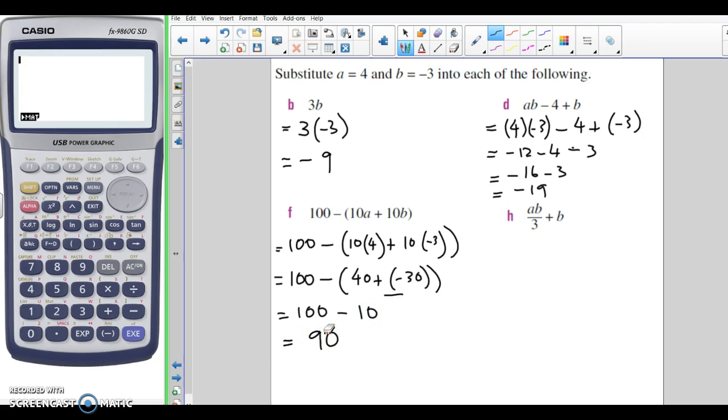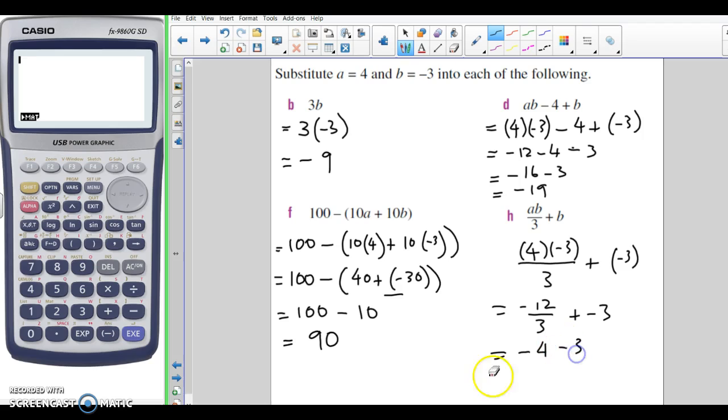Alright. Okay, let's have a look at this one for H. So instead of A, we're going to have 4 times -3 over 3 plus -3. So we'll evaluate the top one first. So it'll be -12 over 3 plus -3. So -12 divided by 3 will give us a -4 answer. Plus take gives us take 3. Give us an answer of -7. So you've got to work these through in that order so that we can actually see what we're doing. Okay.